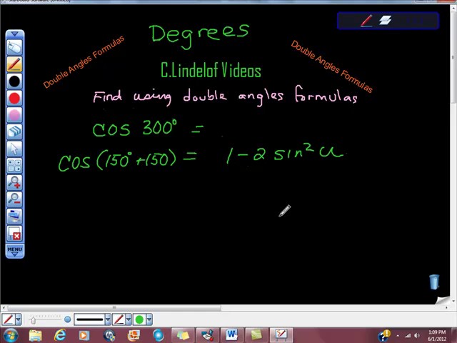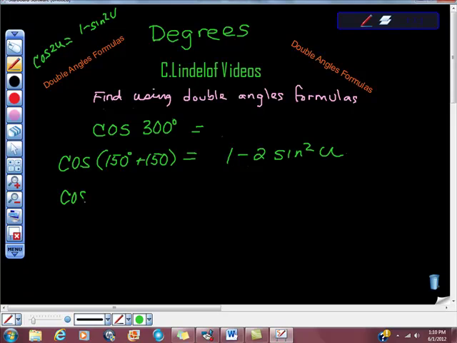Now, in the last video, I did the other cosine of 2u formula, which was cosine of 2u equals 2 cosine squared u minus 1. Here we have 1 minus this. So you can do it either way, and in a second I think you'll see why I chose to use the sine version. I also want to point out to you that 150 plus 150 is the same as 2 times 150, because remember, we're using this cosine 2u formula, so maybe you can see how this and this are the same thing.